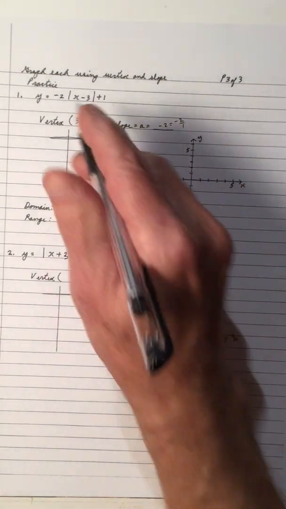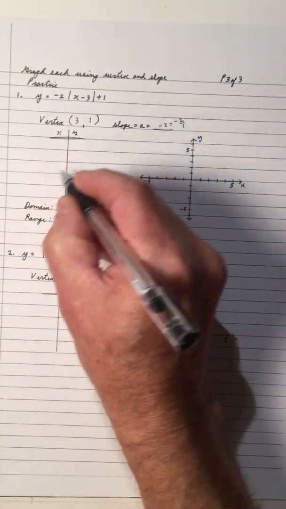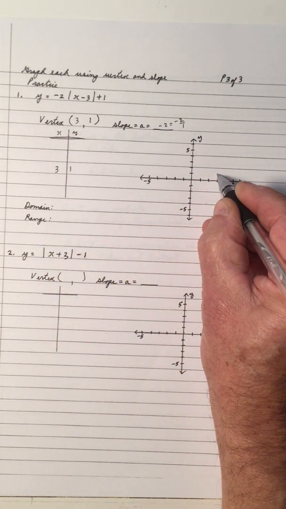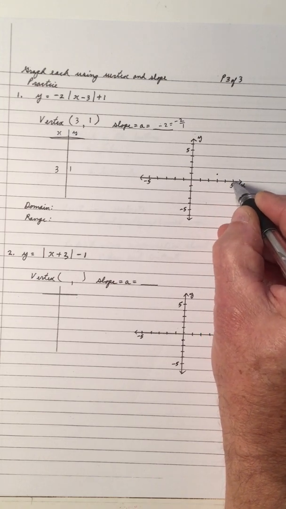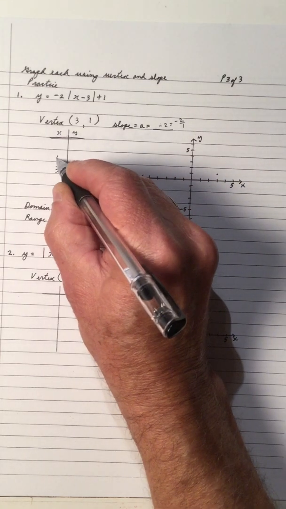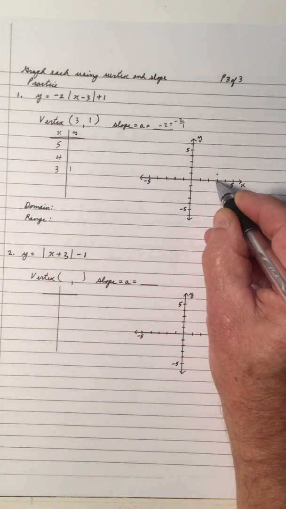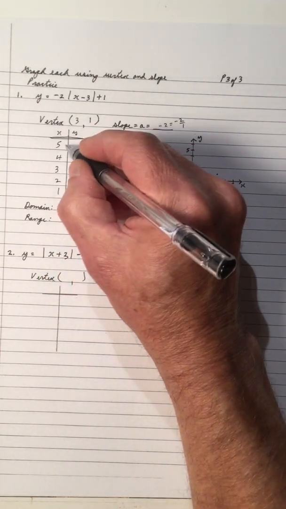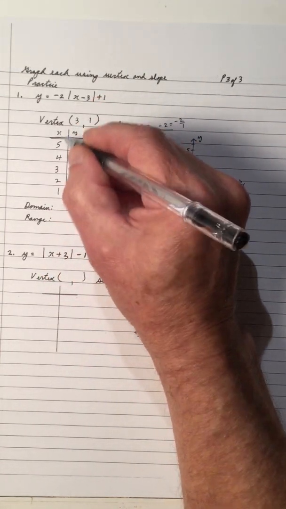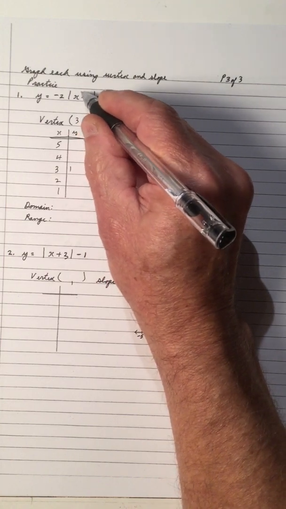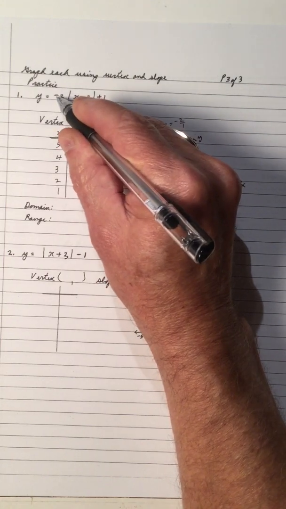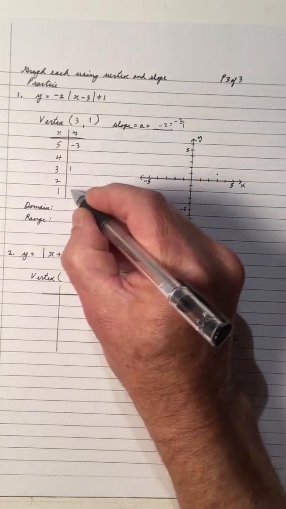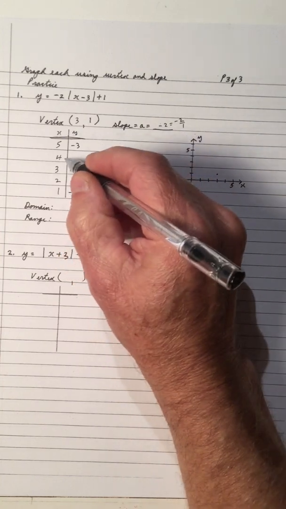Okay, let's get back to this one. So put the vertex in the middle, 3, 1. So let's see, 3, 1 is right there. Now, take two numbers on the right. So take a 4 and a 5. And take two numbers on the left, which is 2 and 1. Let's put a 5 in the equation. 5 going in the place of x. 5 minus 3 is 2. Absolute value of 2 is 2. Negative 2 times 2 is negative 4. Plus 1 is negative 3. So that means 1 should be a negative 3. Let's put a 4 in.